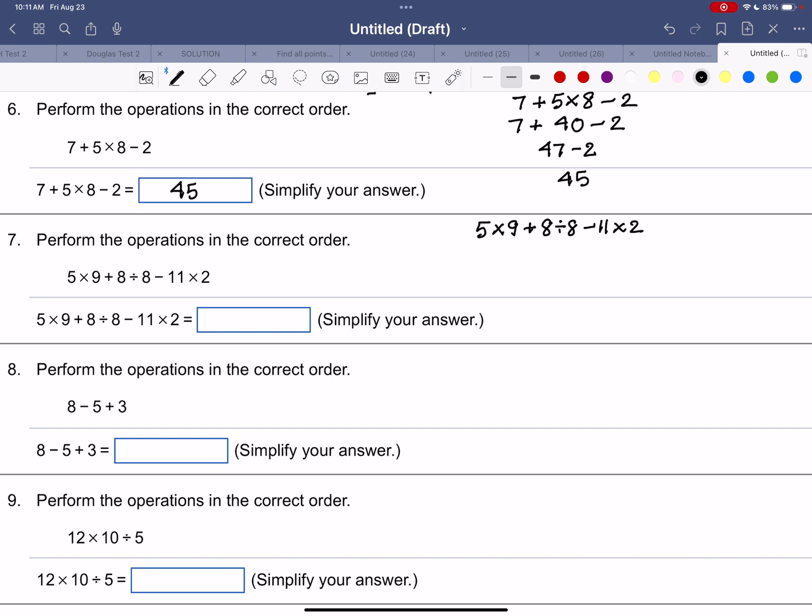So 5 times 9 is 45, plus 8 divided by 8 is 1, minus 11 times 2 is 22. 45 plus 1 is 46. 46 minus 22 is 24. One step at a time, follow your order of operations.